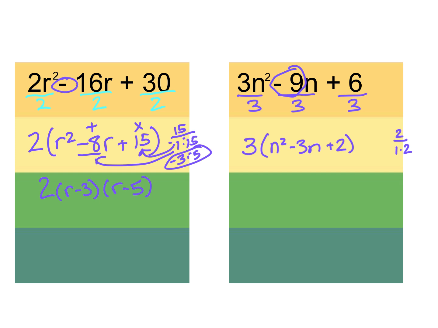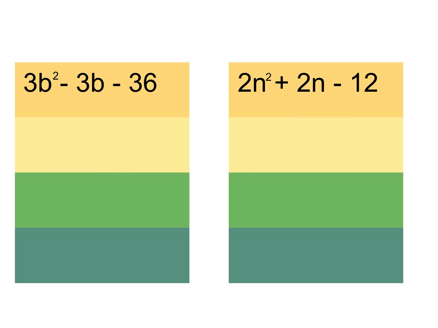So how can I make it equal negative 3? A negative and a negative. Negative times a negative is a positive. Negative plus the negative makes a negative 3. Okay, so we've got 3, and then n minus 1 and n minus 2. Done. Let's do 2 more problems.